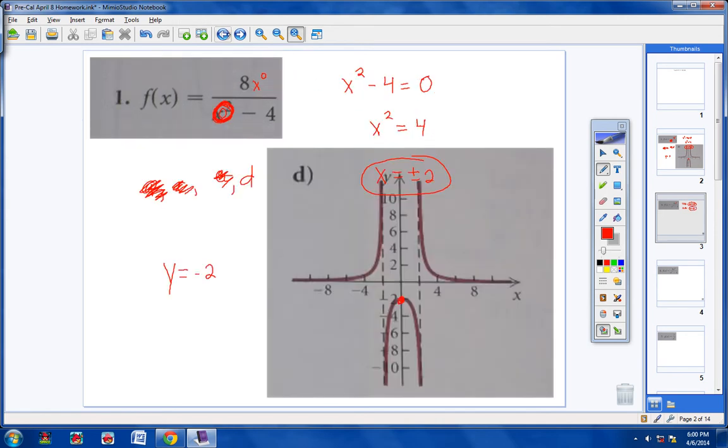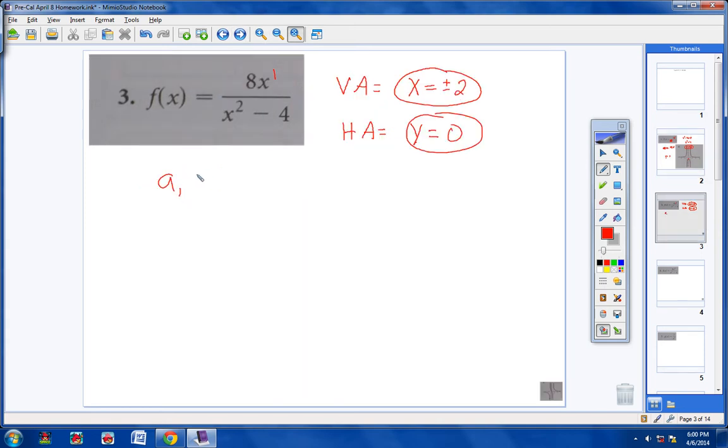Now, I believe we used D, so we're left with A, C, or E. Because how do you know that, Mr. Earhart? Because those are the only graphs that have vertical asymptotes at positive or negative 2. D does, but we already used letter D. Now, we know we have to have a horizontal asymptote at 0, and that should get rid of C, because C has a slant asymptote. You can never have a slant asymptote with a horizontal asymptote. So now we're down to A or E.